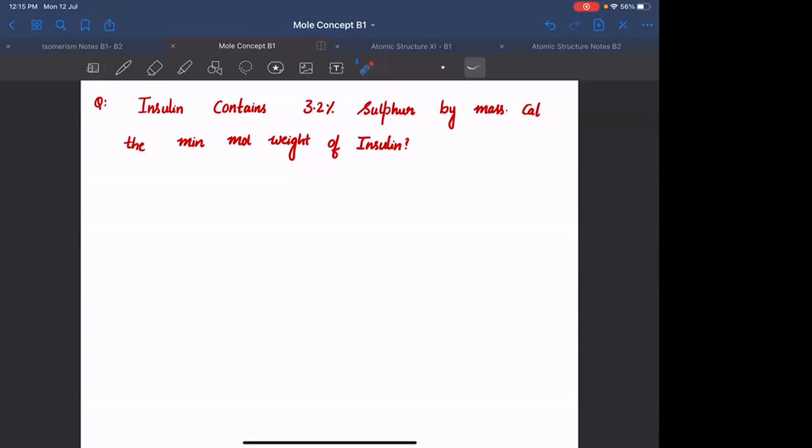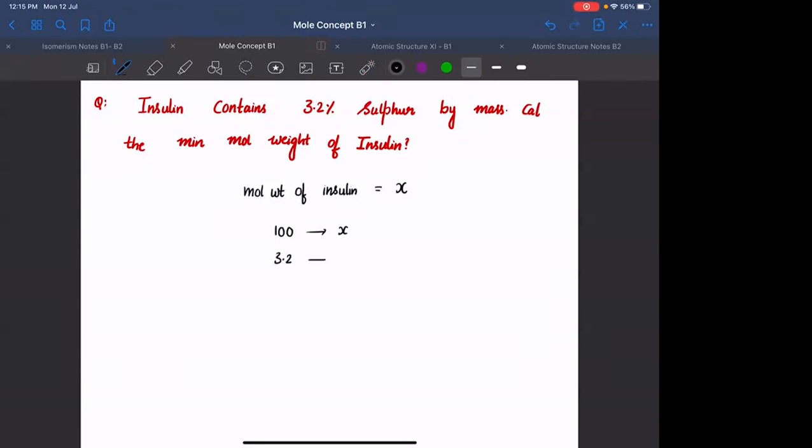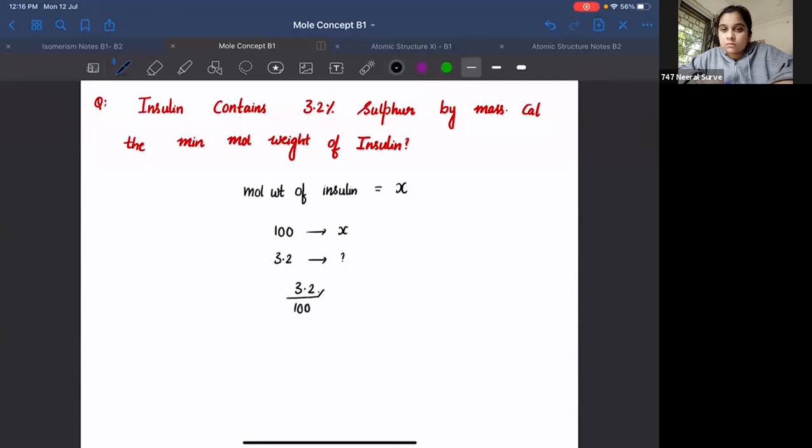Okay. Suppose let us consider the molecular weight of insulin as X. Molecular weight of insulin is equals to x AMU मान लेते हैं. What will be the mass of sulfur? If entire 100% is of sulfur, what should be its mass? X. But कितना है? 3.2 ही है ना percentage. So what is the mass of sulfur? 3.2 upon 100 into x.